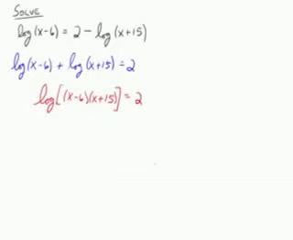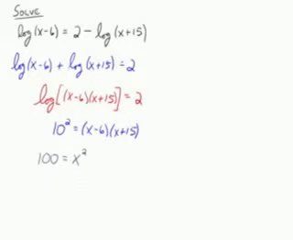Right? And now we can do the definition of the logarithm and rewrite this as, what's the base down here? It's a common log, it's 10. So 10 squared is equal to x minus 6 times x plus 15. Right? And now we just solve this equation. So you get 100 equals x squared plus 9x minus 90.